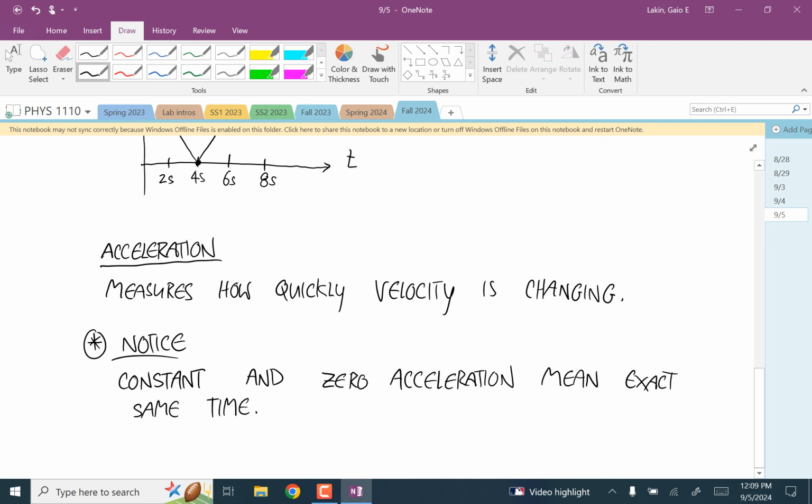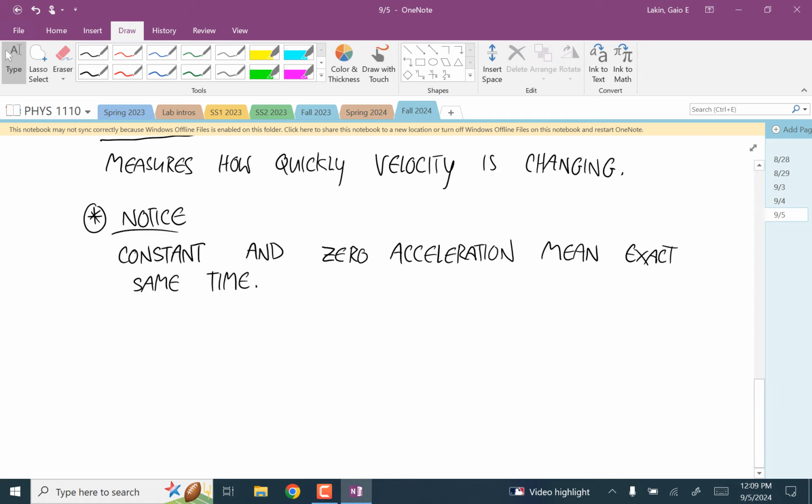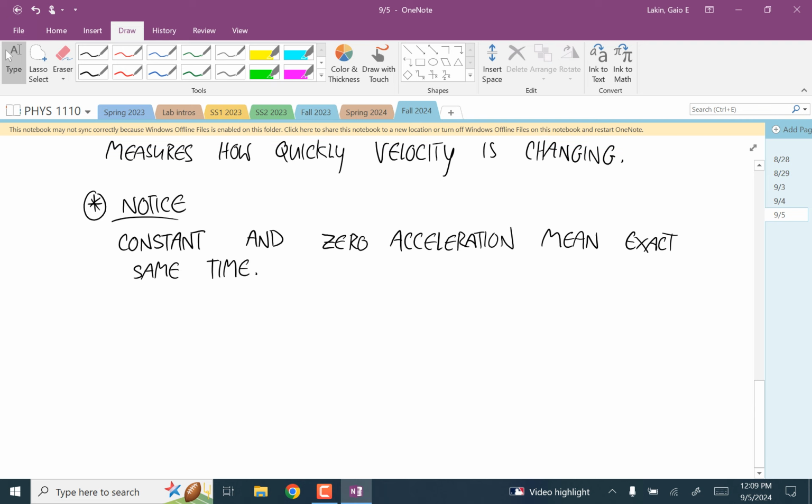Because constant velocity means there's no change in the velocity, and so since acceleration measures how quickly it's changing, that means 0 acceleration. One thing to keep in mind, so really we're doing this one-dimensional stuff as kind of a way to piggyback to doing two-dimensional stuff. In 1D, there aren't too many really fundamental differences between 1D and 2D motion. But in 1D, acceleration can only mean one thing.